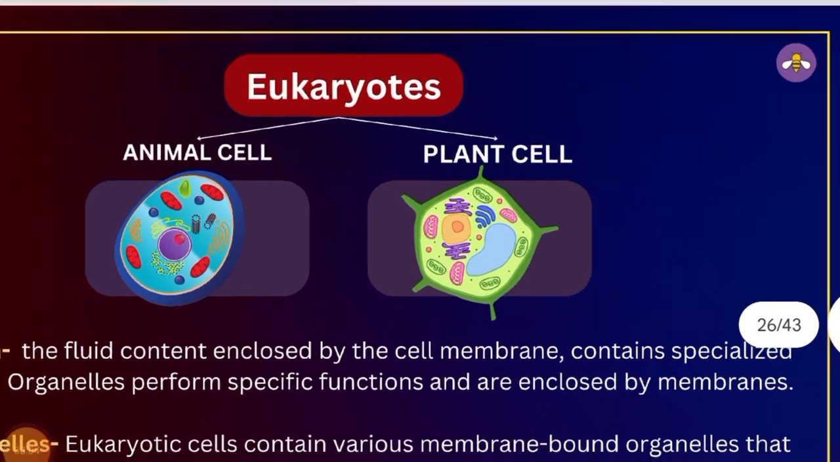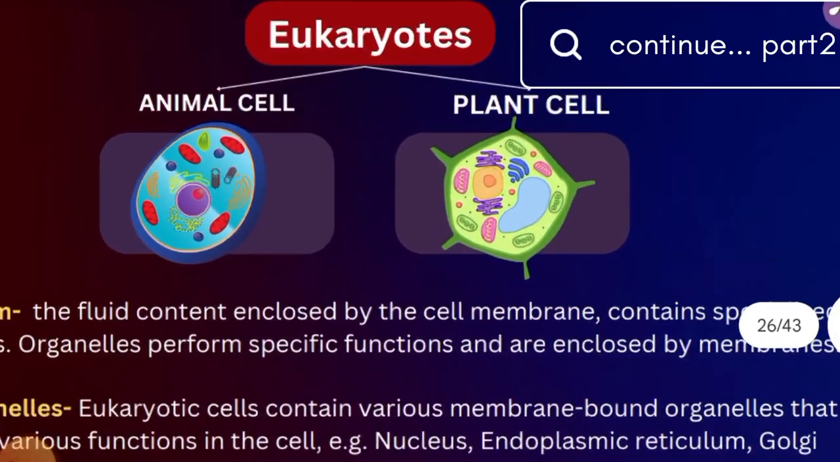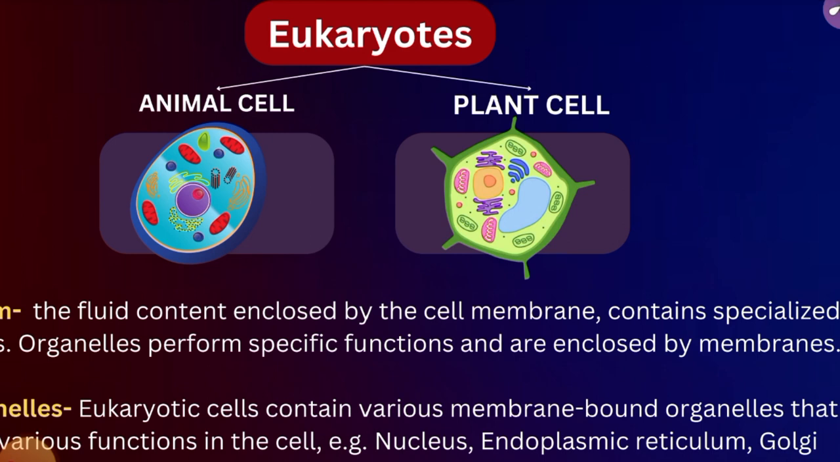Start with the new topic, that is eukaryotes. So we know that there are two types of cells. First, eukaryotic cells, and second, prokaryotic cells. So let us begin with eukaryotic cells.